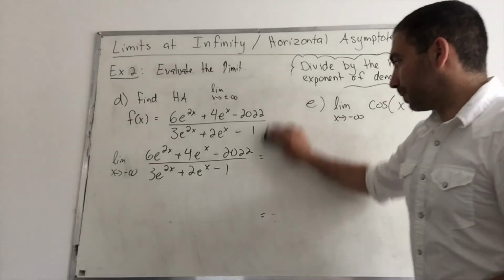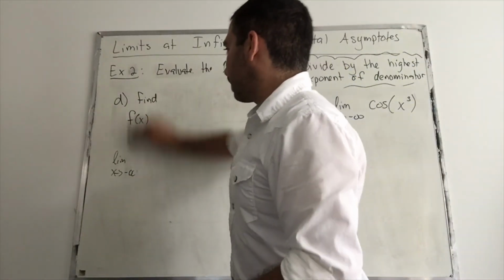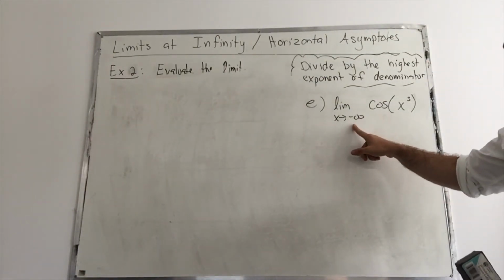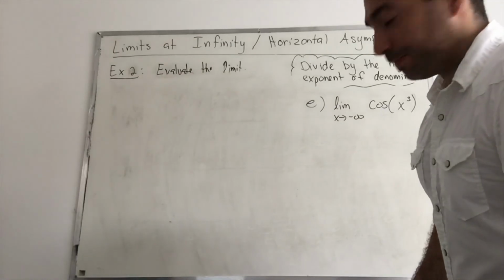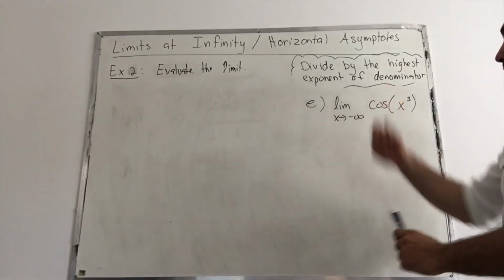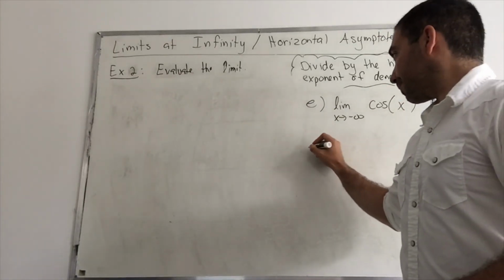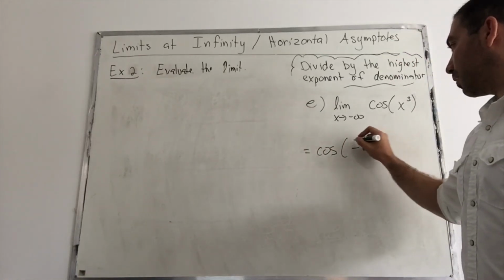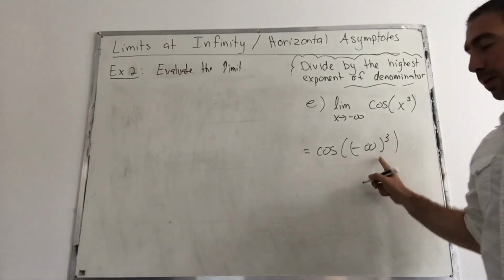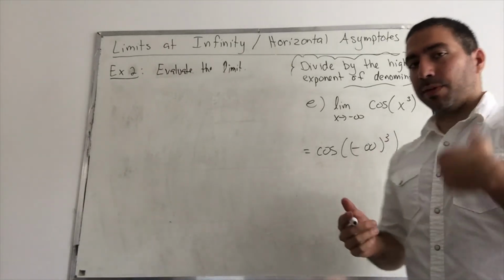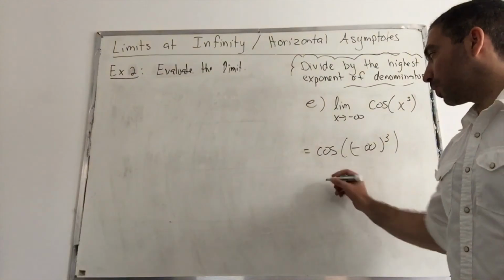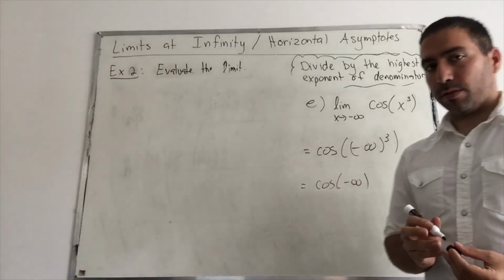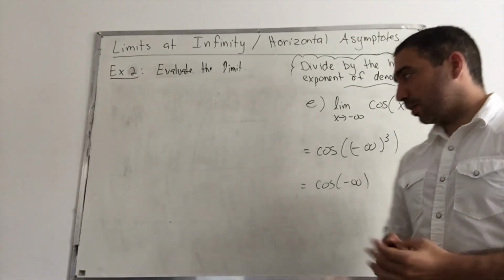Let's erase this. Now let's try direct substitution. If we substitute the x with negative infinity, we get cos of negative infinity cubed. Negative infinity cubed is negative infinity times negative infinity times negative infinity. We're multiplying by negative infinity 3 times. So we have cos of essentially negative infinity. Okay. So this is a bit of a trick question.